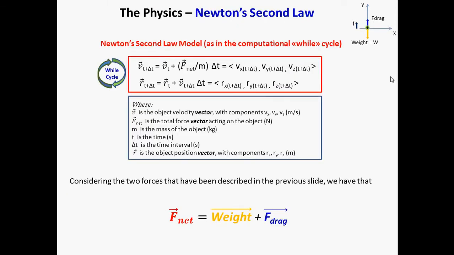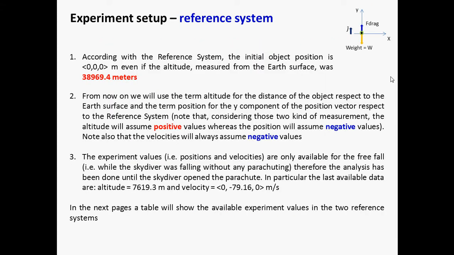This is the Newton's second law model. The F net is equal to the vectorial sum of all the forces acting on the object, that are the weight and the drag force. This is to underline that positions and altitudes are different. The positions are measured from the reference system, whereas the altitudes are measured from the Earth's surface. Therefore, the altitudes are positive, whereas the positions are negative.